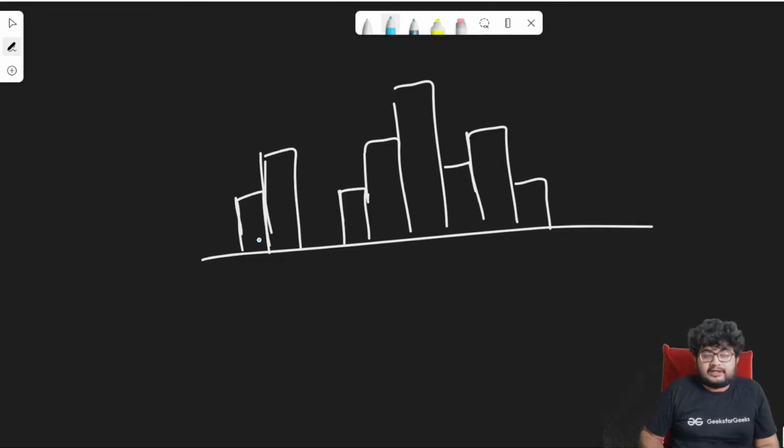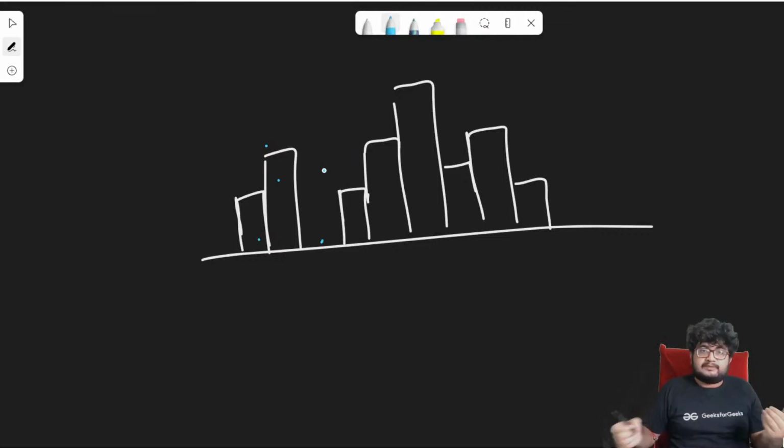For the first block, can we store any rain on top of this? No, because whatever rain is stored here, it will overflow this side. So this will not store any rain. Again, for this block, can we store anything on top of this? No, because anything we store will overflow this side. So we cannot store any rain on top of this. For this block, can we store any rain? We can store rain.